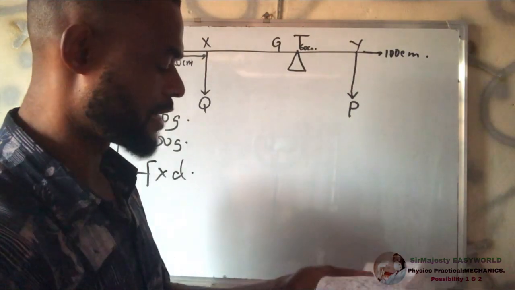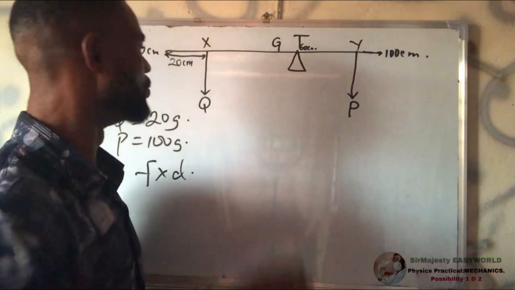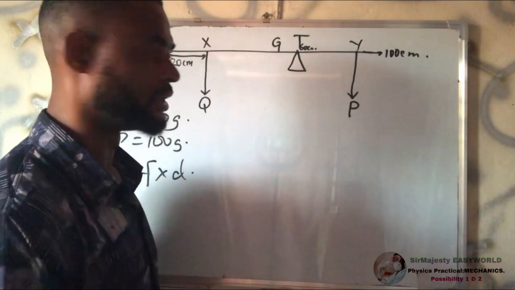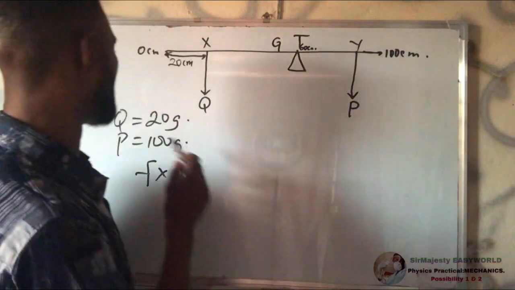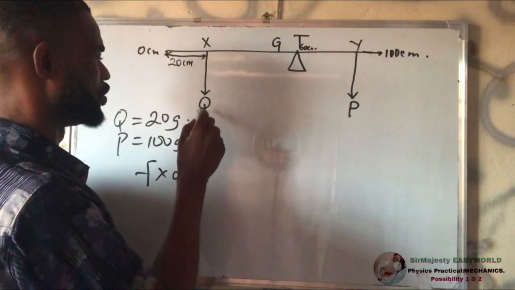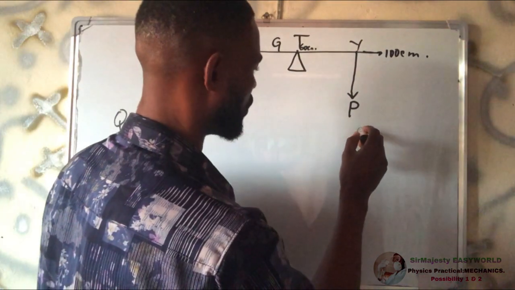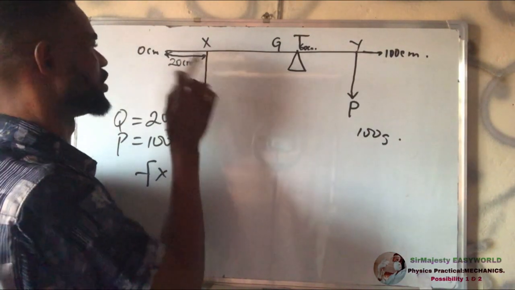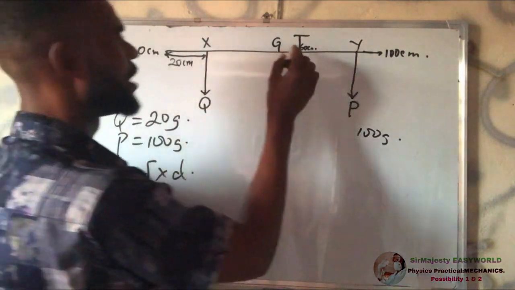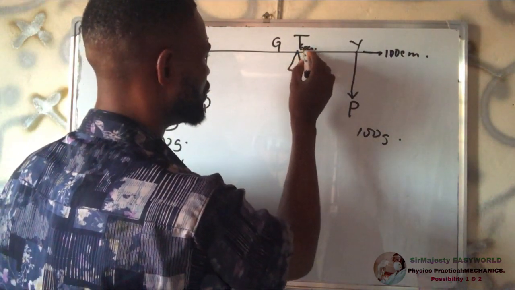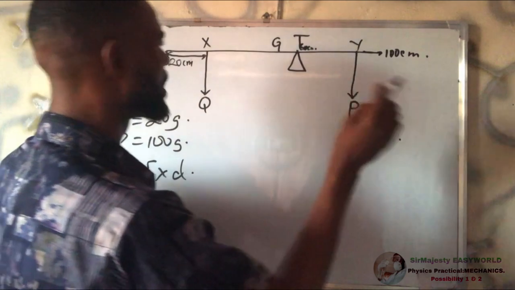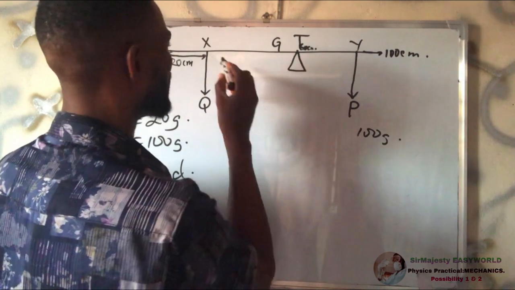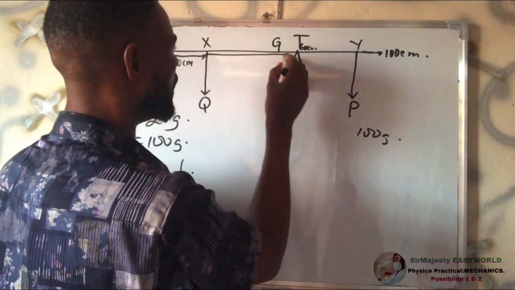So now, what the question is trying to do here is to teach you how to calculate the moment of force from a turning point. Now, I've told you that my measurement shows that Q is 20 gram and P is 100 gram. And the position of this Q is specific. That is 20 cm from the 0 mark. And this knife edge is 60 cm from 0 as well. So if from here to here is 20, what is from here to here?